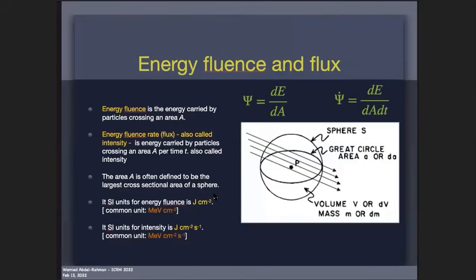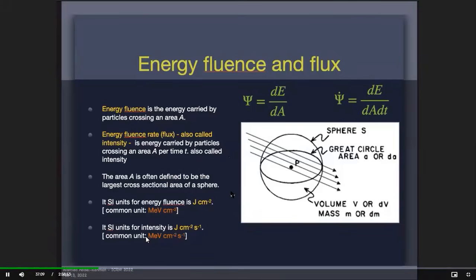The energy fluence. So these particles, they carry energy. So instead of counting the particles, let's sum the energies that are carried by these particles going through this sphere. And that's the energy fluence. So fluence is the energy carried by particles crossing area A. And the energy fluence rate is also called the flux, and it's also called the intensity. So basically, it's the energy carried by particles crossing the area A per time t.